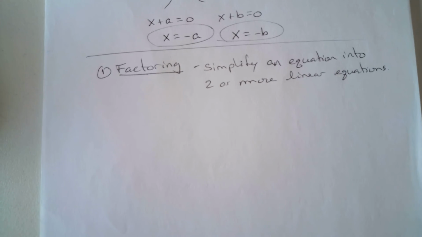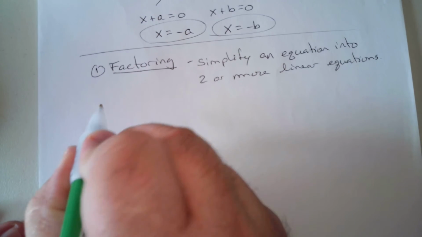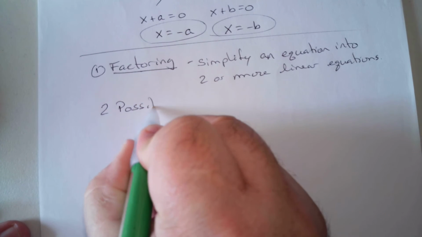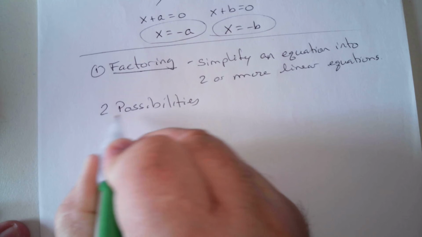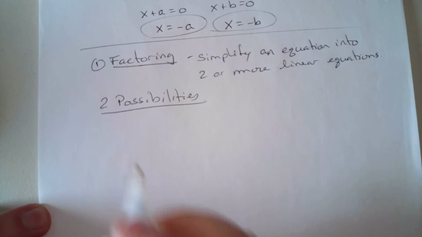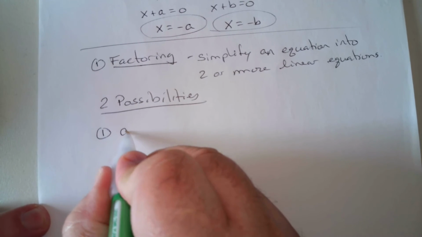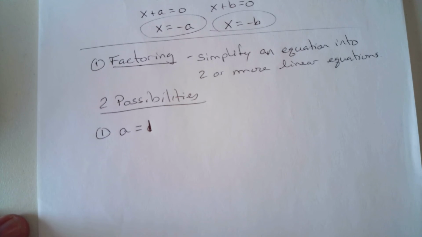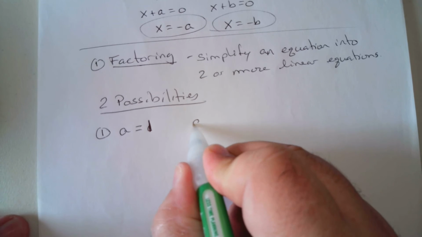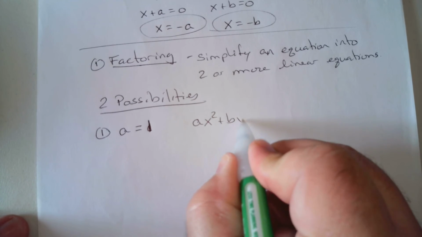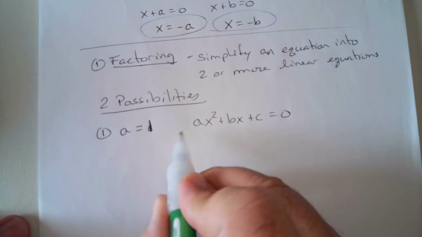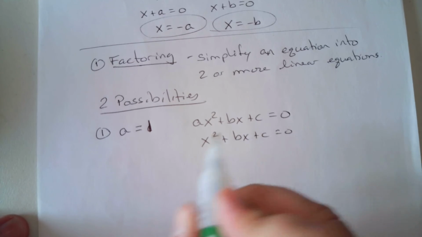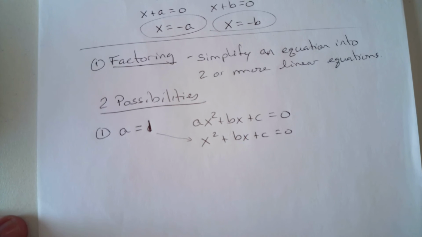Now, when we factor, there are two possibilities. The first one, if a is equal to 1, in other words, our ax squared plus bx plus c equals 0 is actually x squared plus bx plus c equals 0. In other words, the leading coefficient is 1.